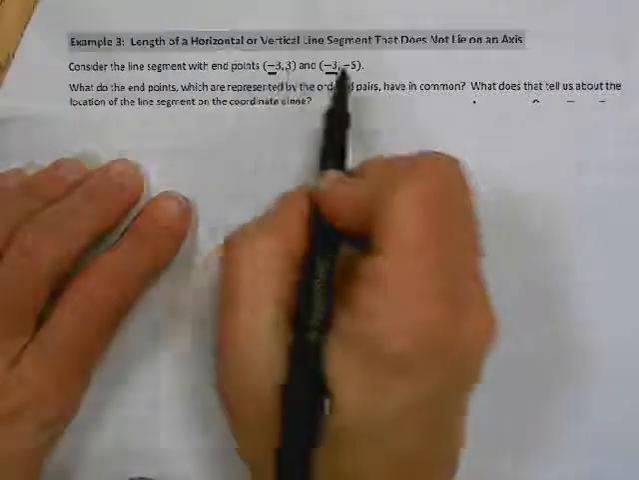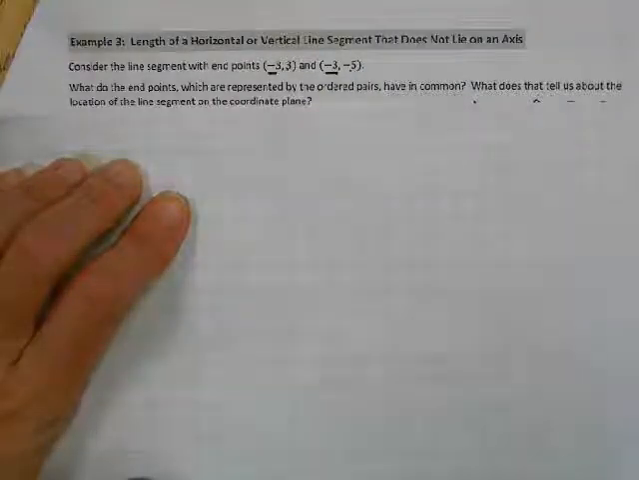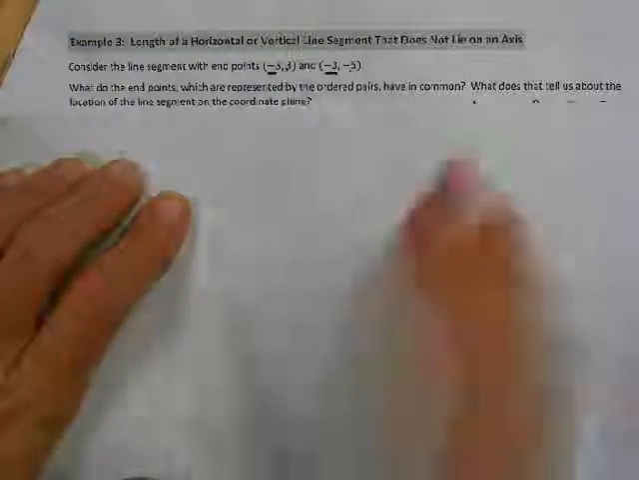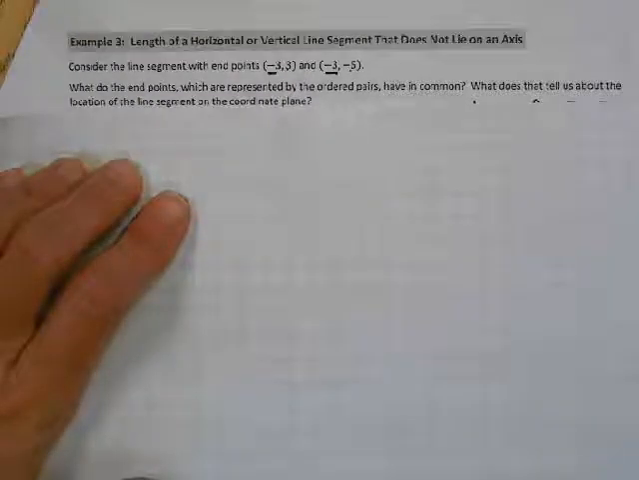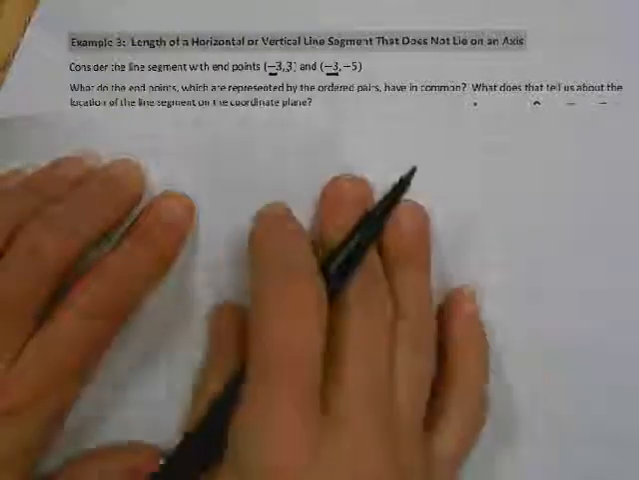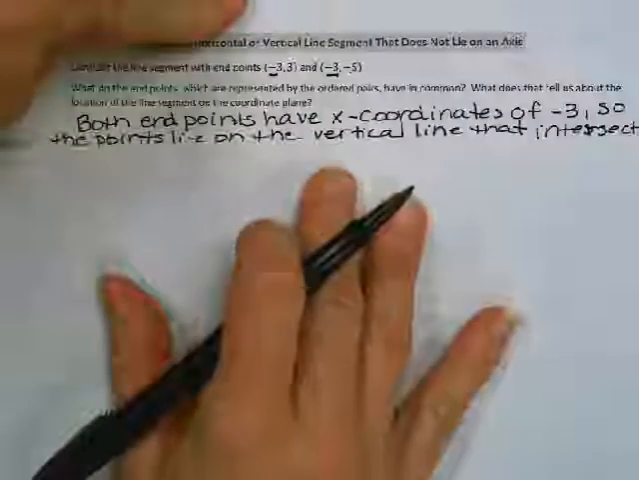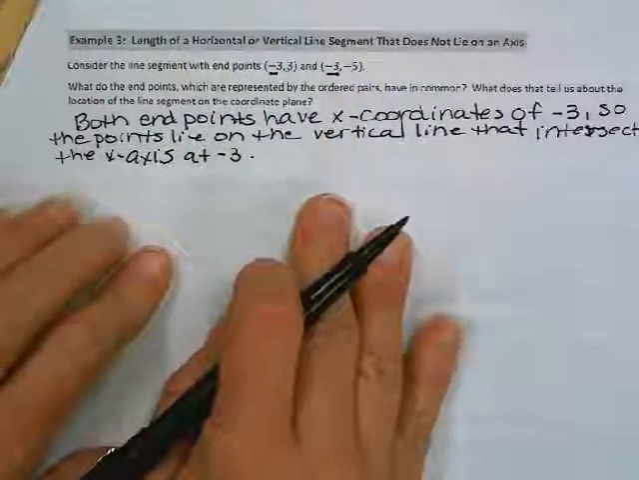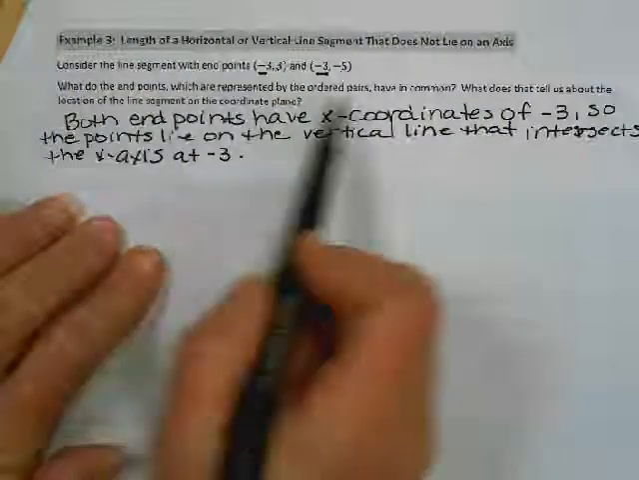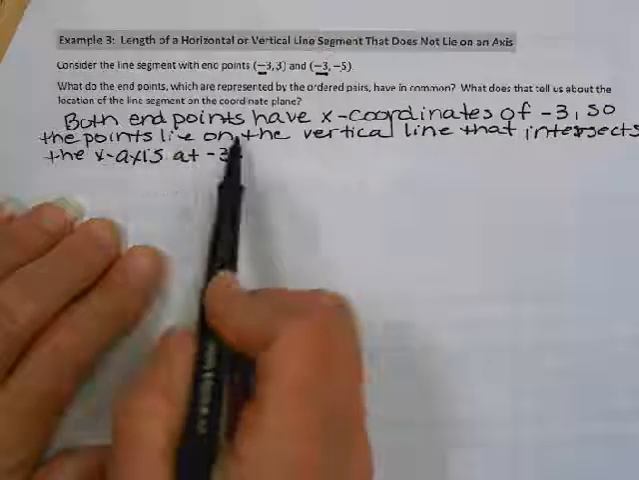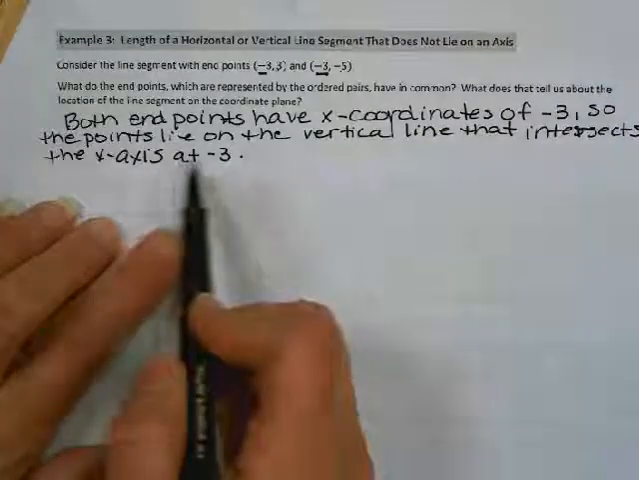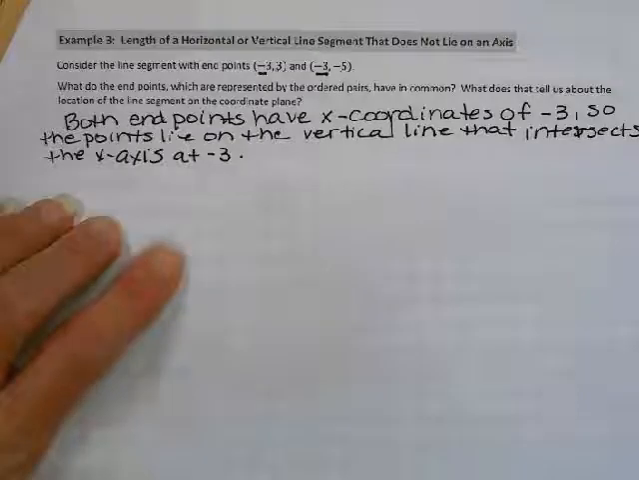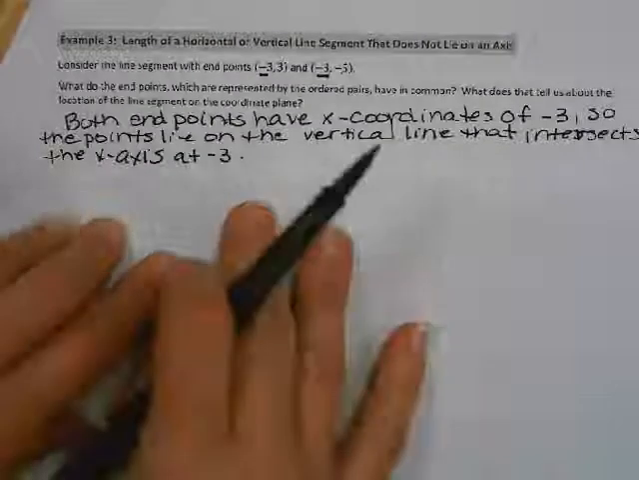Now I know if these two coordinates have opposite signs, then already they sit on different sides of 0. So if you think about the number line, 3 would be on the right of 0, positive, and -5 would be to the left. Or if we're talking about the vertical number line, the y-axis, 3 would be above 0, -5 would be below. So both endpoints have x-coordinates of -3. This is what we notice they have in common. So the points lie on the vertical line that intersects the x-axis at -3. So that tells us that that's where those points are going to sit.